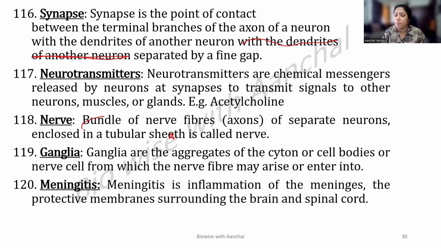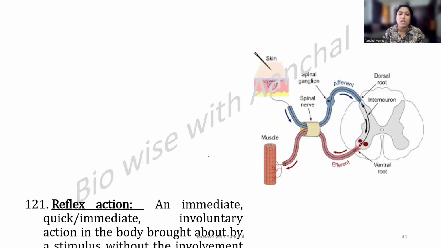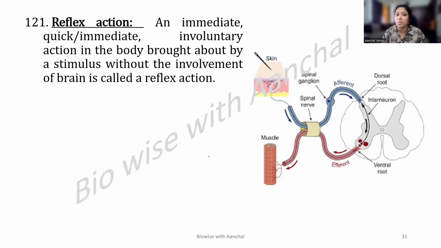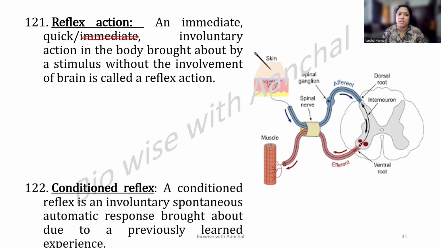Meningitis is inflammation of meninges, the protective membrane surrounding the brain and the spinal cord. Then you have reflex action, very important. An immediate, quick, involuntary action in the body brought about by the stimulus without the involvement of the brain is called a reflex action.